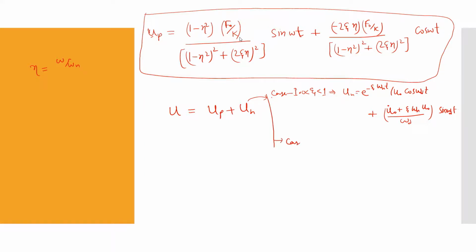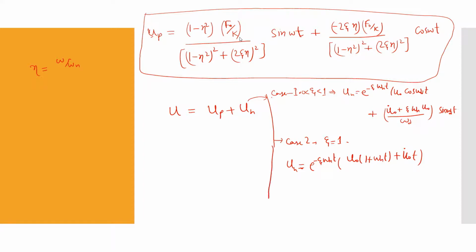Case 2, when xi is equal to 1, that is critically damped, so we can write the homogeneous solution for this as e to the power minus xi omega n t, u naught into 1 plus omega n t, plus u naught dot into t.